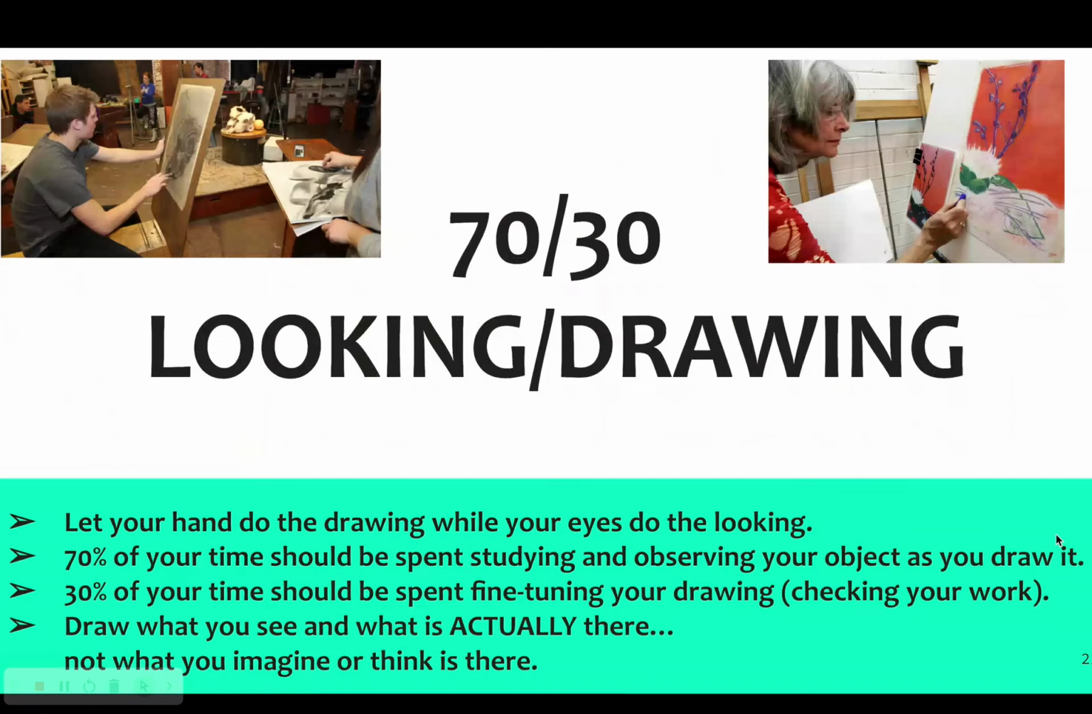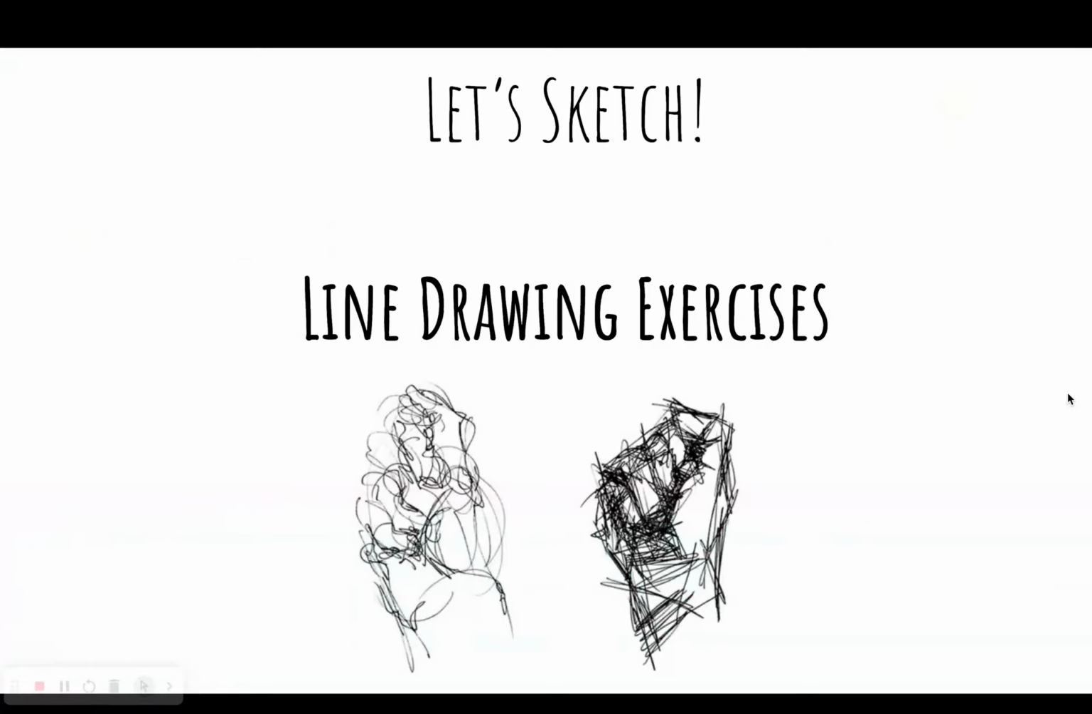And 70-30, looking versus drawing. When you're drawing, let your hand do the drawing while your eyes do the looking. 70% of your time should be spent studying and observing your object as you draw it. 30% of your time should be spent fine-tuning your drawing, checking your work. Again, we're drawing what you see and what is actually there, not what you imagine or think there is.